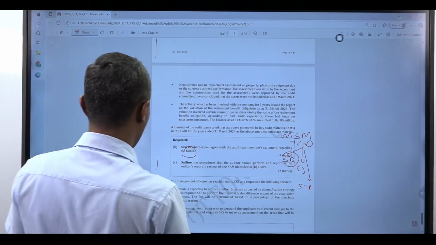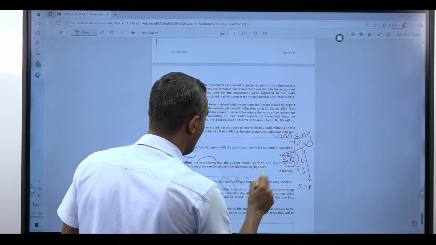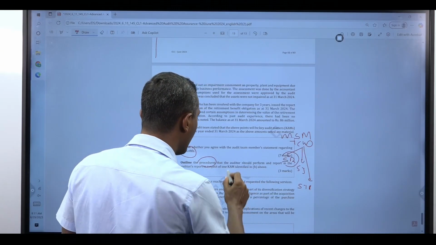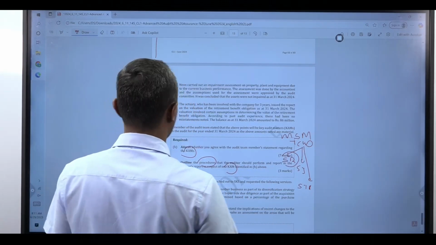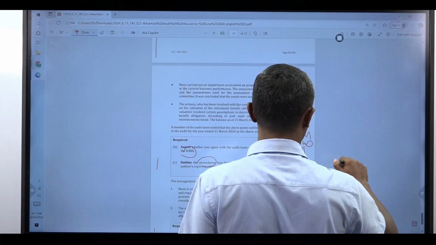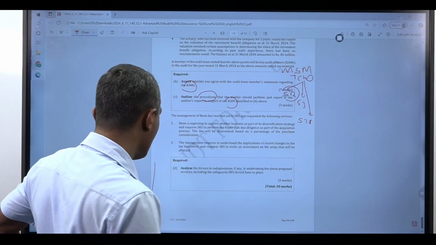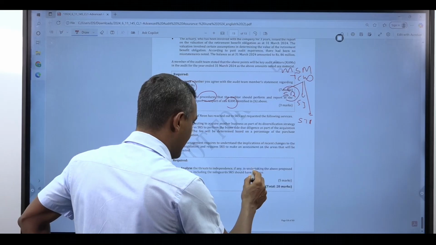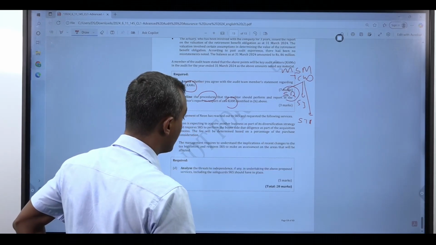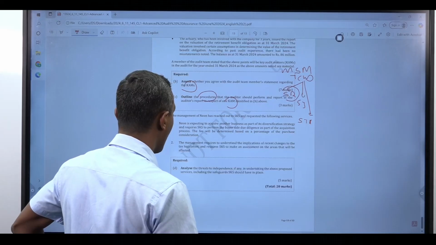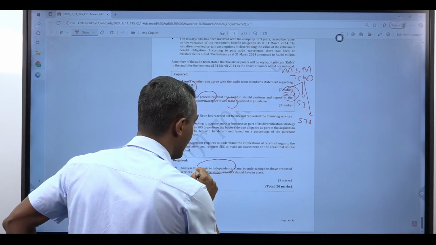Outline procedures. Now, if there is a CAM, what can the auditor do? Procedures that the auditor should perform on the report regarding the CAM identified above. So that's about the CAM, and then there is a balance part, those 10 marks, that we can easily get. Then there is a balance mark: analyze threats to independence, if any, in undertaking the above proposed services, including the safeguards SKS should have in place. So this is about threats to independence, right?